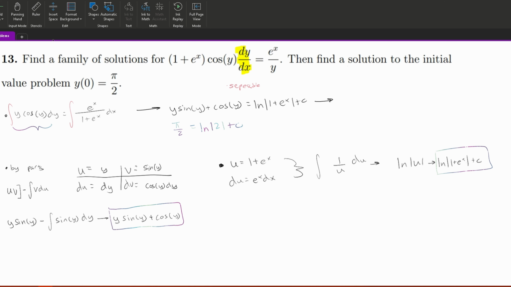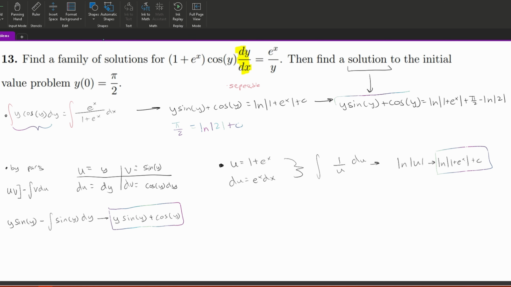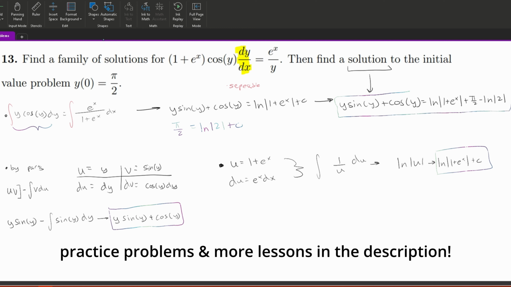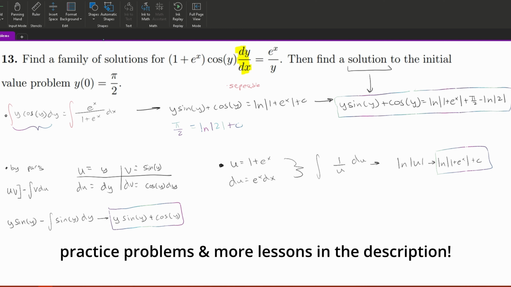When we look for our solution, so this is the answer here, we are pretty much going to get y sine y plus cosine of y is equal to ln, absolute value 1 plus e to the x, absolute value, and then we'll have a plus pi over 2 minus ln 2 in here. We're not going to simplify it. We're just going to leave it like that. You can always simplify it if you want to, but that's pretty good. So that's going to be the answer to this problem. That's how we would find a solution to the initial value problem and the solution for what we have up here.